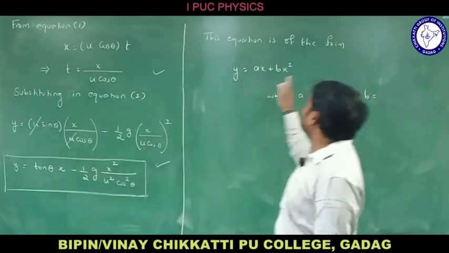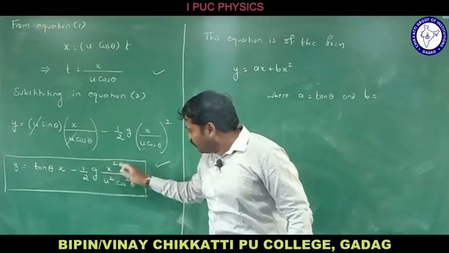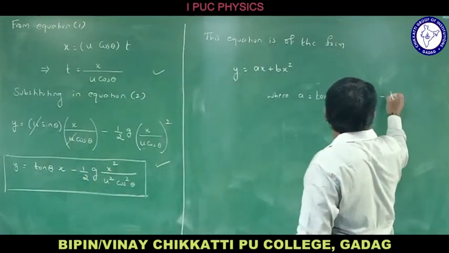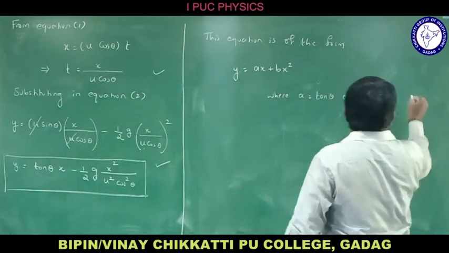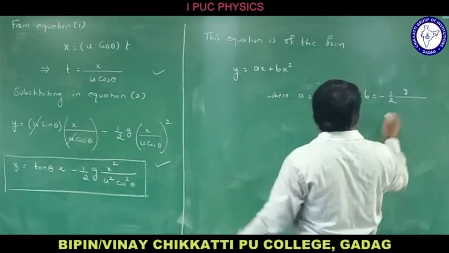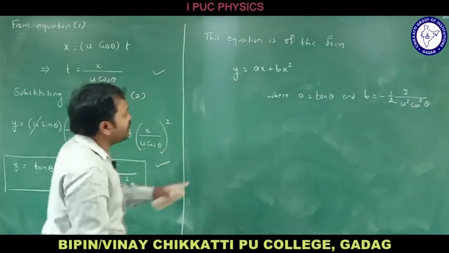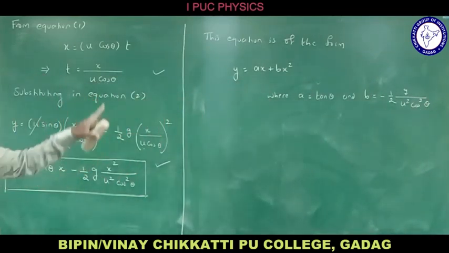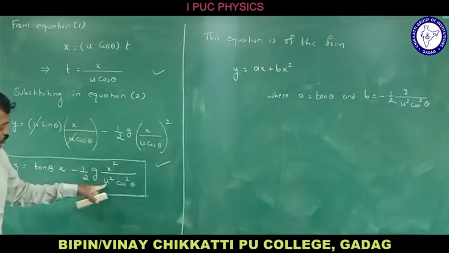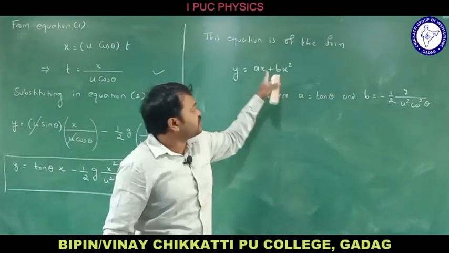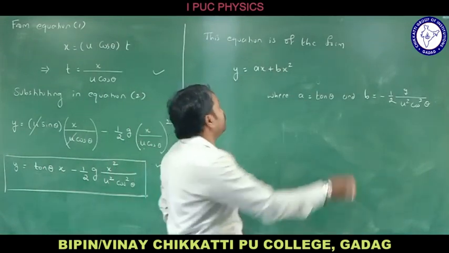Where is x square? Here is x square. Leaving x square, I will write all the terms. What is that now here? Here minus. So shall I take minus half? What do I get now here? g divided by u square cos square theta, right? Okay, simple. Where a is equal to tan theta, b is equal to minus half g divided by u square cos square theta. That I have written here, right? Means if I substitute the value of a and the value of b, I will get it like this.